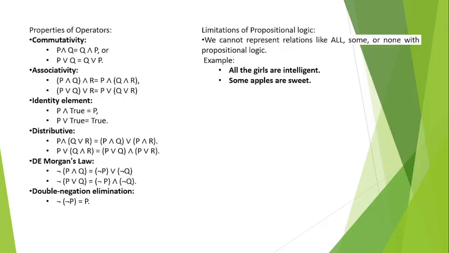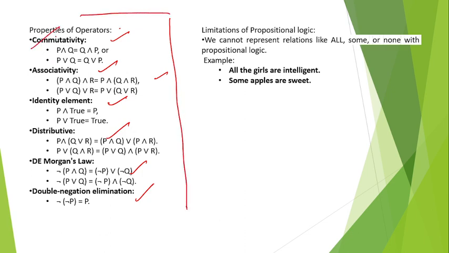Now there are some properties of operators. There is commutativity, P and Q or Q and P is the same. Associative property, that is P and Q, then bracket, and R, we'll get this one. The identity element, that is true. Distributive law, De Morgan's law, and double negation. These are the properties of propositional logic: commutative property, associative property, identity element, distributive law, De Morgan's law, and negation.